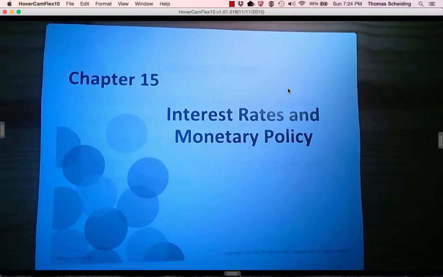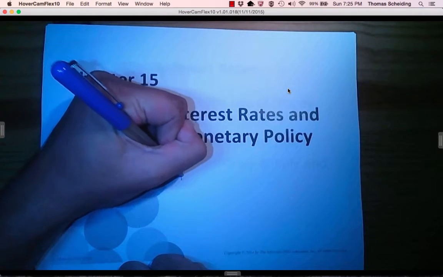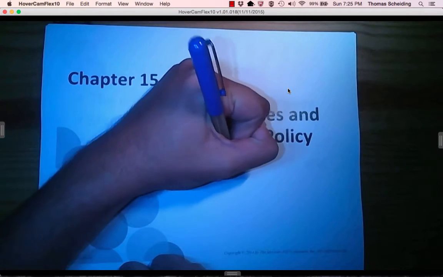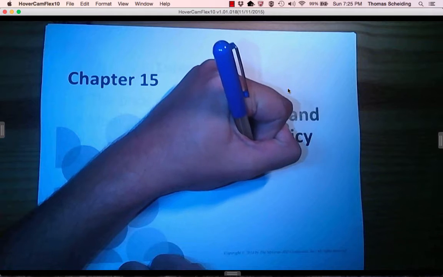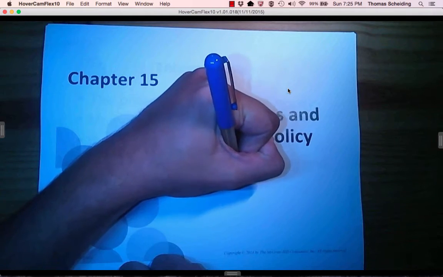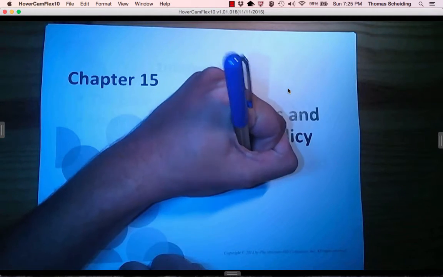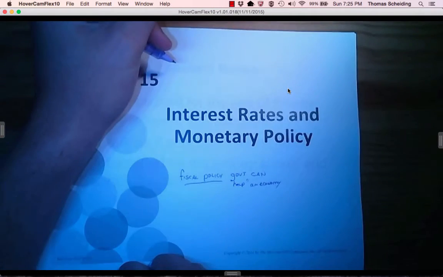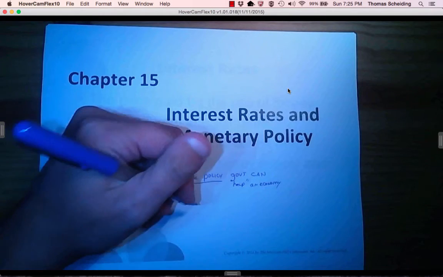In this final chapter, what we're looking at is monetary policy. So in the previous chapter with fiscal policy, we talked about how the government can, let's just call it, help an economy, for lack of a better term. And what we mean when we say that the government can help the economy, we mean that the recessions are shorter and that the expansion periods are longer.